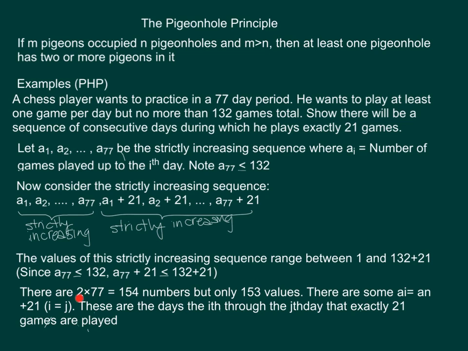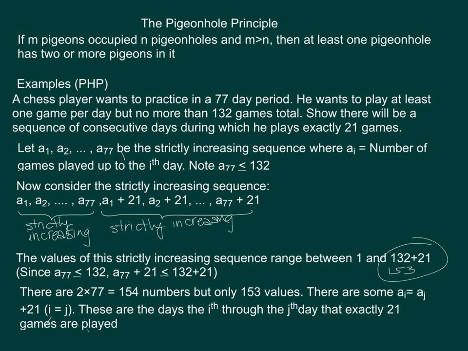So there are basically 2 times 77 values. In other words, there's 77 A sub i here and 77 A sub i plus 21. There are 154 numbers, but only 153 values. The 153 comes from 132 plus 21. So I should just write that down. That's 153 over here. Which means, since there are more numbers than there are values, that some A sub i is equal to A sub j plus 21.